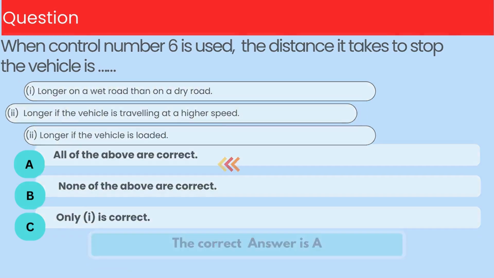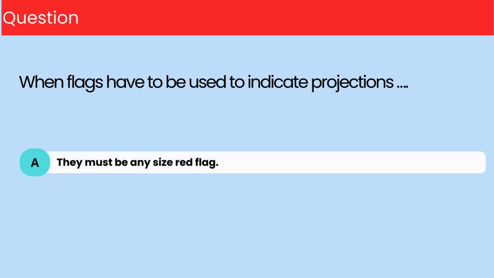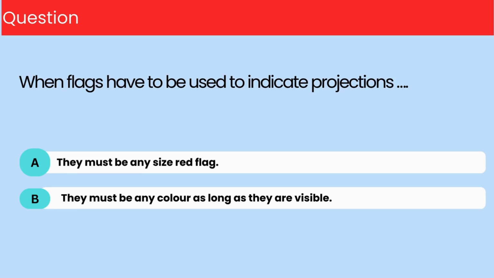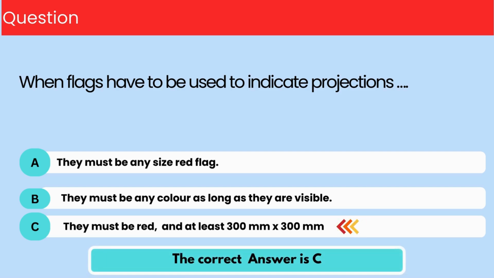Question. When flags have to be used to indicate projections? A. They must be any size red flag. B. They must be any color as long as they are visible. C. They must be red, and at least 300 mm by 300 mm. The correct answer is C.